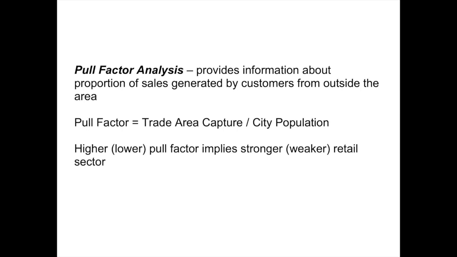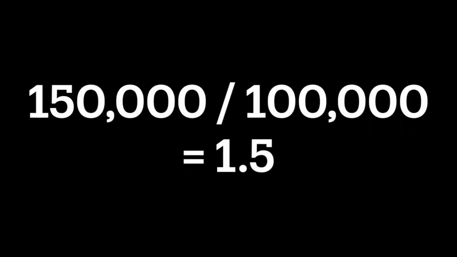This means that people in these small towns are going elsewhere to buy a car. It could be the closest larger city that is likely to have a greater selection of auto dealerships. Let's go back to the earlier example where we had a trade area capture of 150,000 customers. If this area happens to have a population of, say, 100,000 residents, then the pull factor is 1.5. This means that the number of customers served by the local retail sector is 50% higher than the area's population.